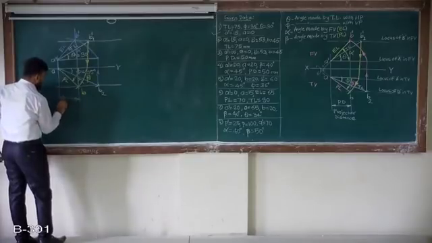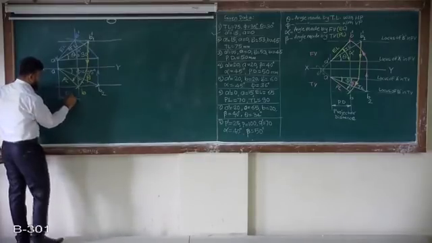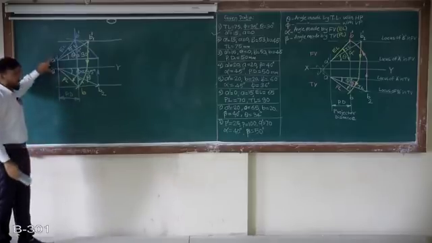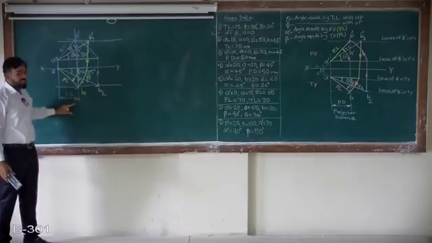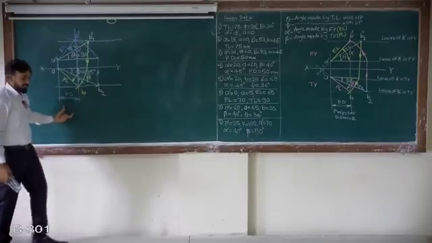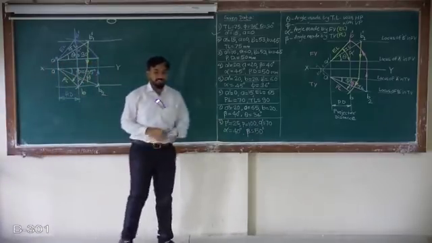So this I can say is the projector distance. Projector of A, projector of B. B dash and B always lie on the same line. So this is PD. This is the whole problem. Once again I will just summarize.